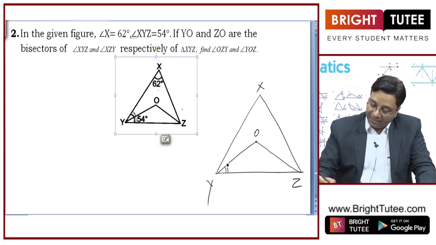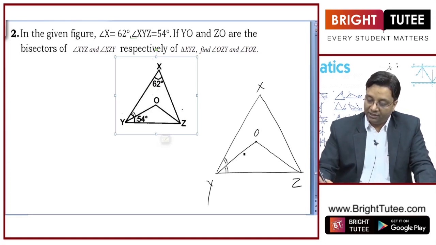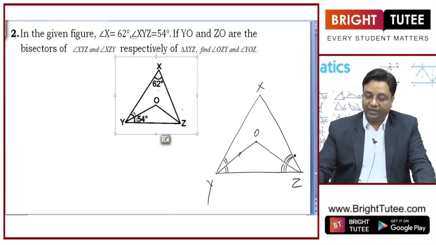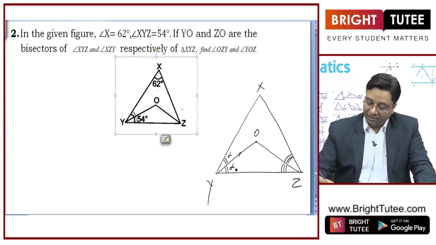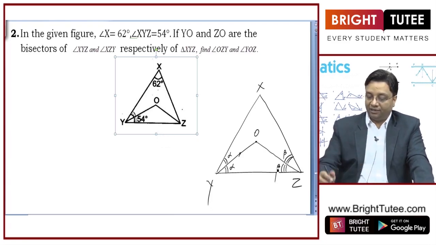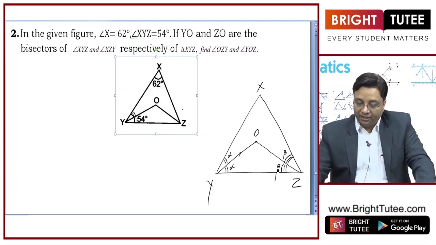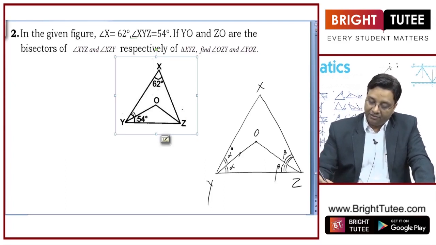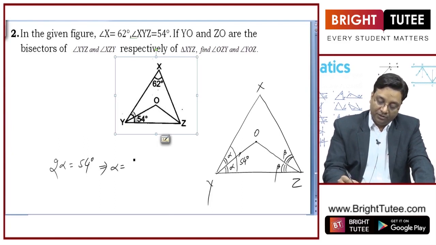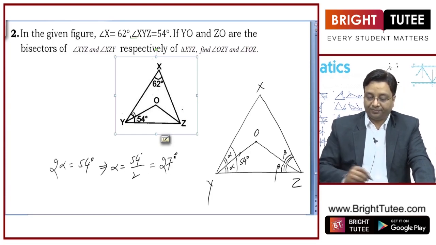Okay, so these are equal angles. Why? Because this line is an angle bisector. Similarly, these are equal angles. So if I name it alpha, this will also be alpha. If I name it beta, this will also be beta. By naming them, I mean that their measure is alpha and beta. Angle XYZ, that is this complete angle, is given as 54 degrees. So I can say 2 alpha is equal to 54 degrees. Hence alpha is equal to 54 divided by 2, that is 27 degrees.